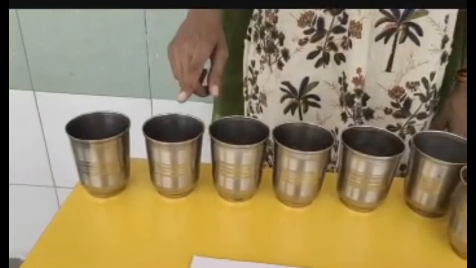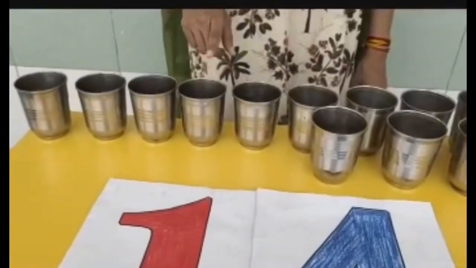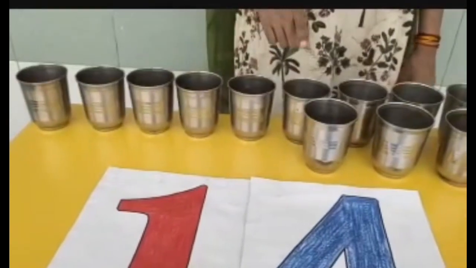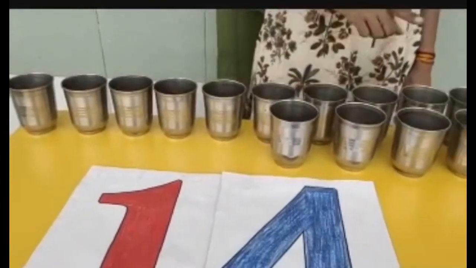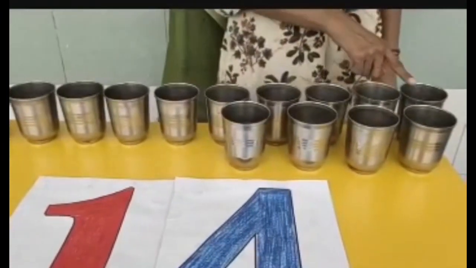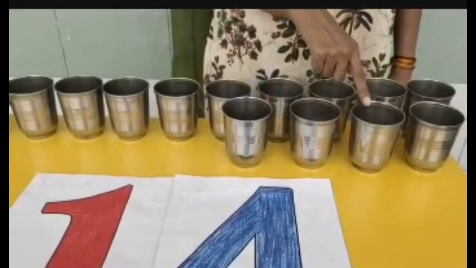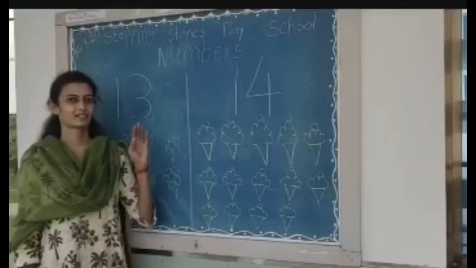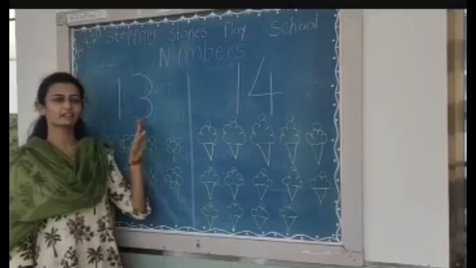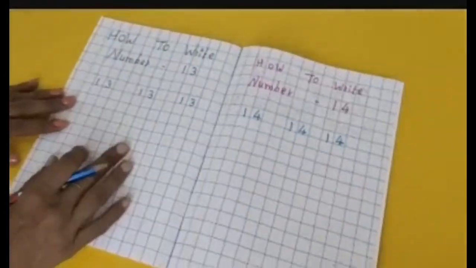1, 2, 3, 4, 5, 6, 7, 8, 9, 10, 11, 12, 13, 14. Now, how to write number 13 and 14 in our book? Let's start in our book.